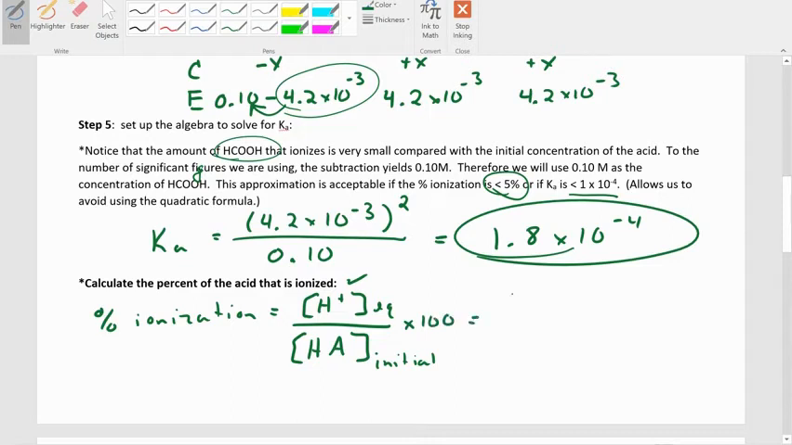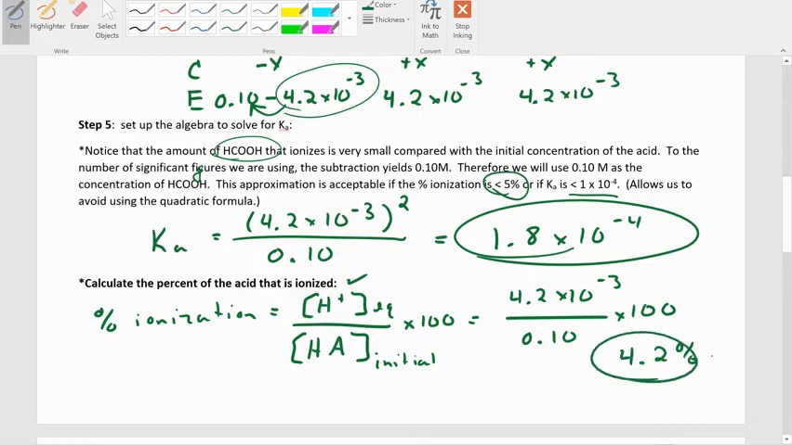So it's going to be 4.2 times 10 to the negative third all over 0.10. And then times 100 gives us a percent of 4.2%. And again, we can see that this percent ionization is less than 5%. So we know that our approximation is acceptable because of that. Hopefully this looks familiar to you guys.